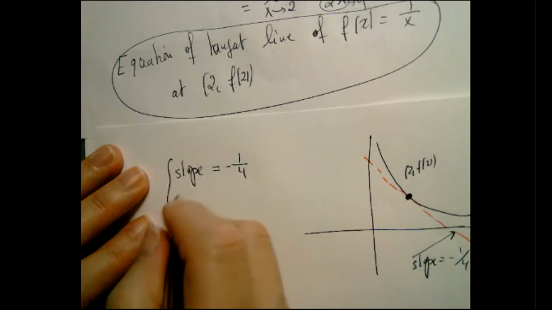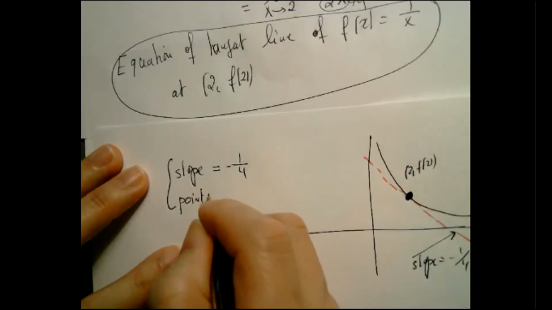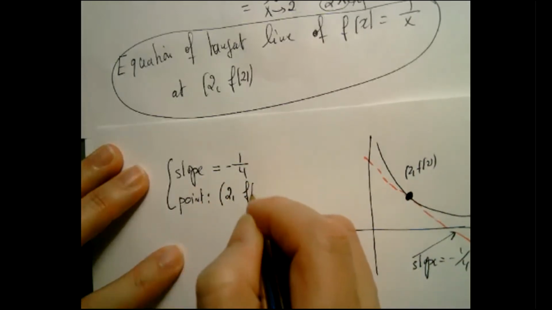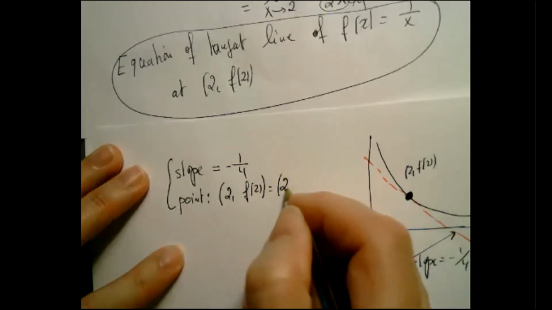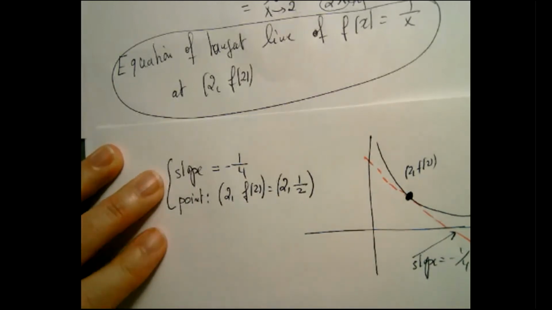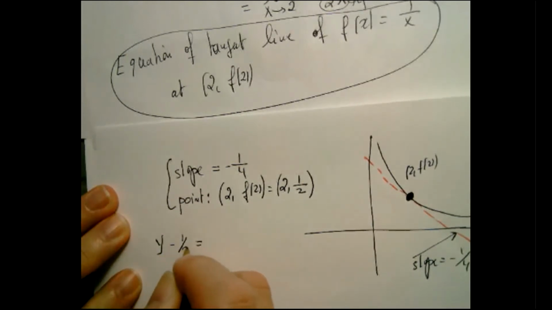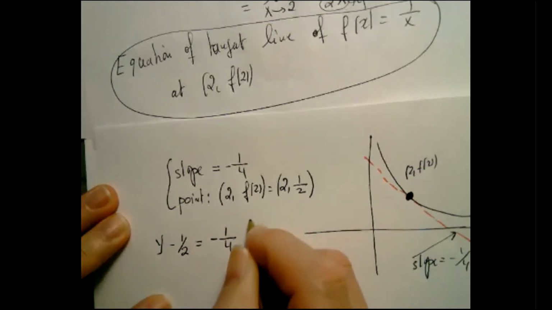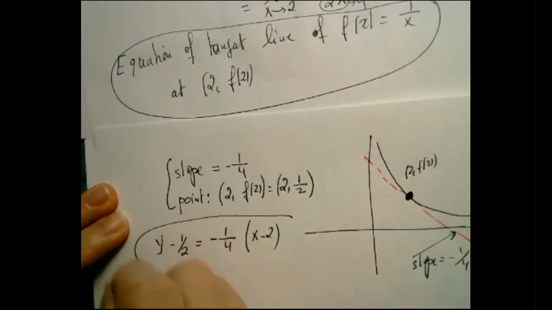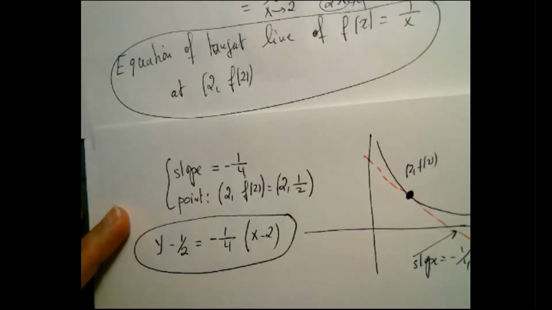And now the point. This is the only point we know on the tangent line. So the point is 2, f of 2. My function is 1 over x. So now I know the slope and I know the point. So the equation would be y minus a half equals the slope times x minus 2. And that will be the equation of the tangent line, written in point-slope form. And then if you want to write it as mx plus b, you just do the math and you will get it. All right. Okay, so that's it for today.